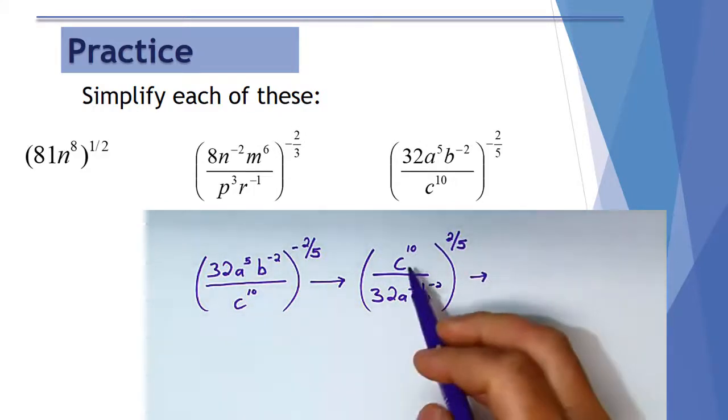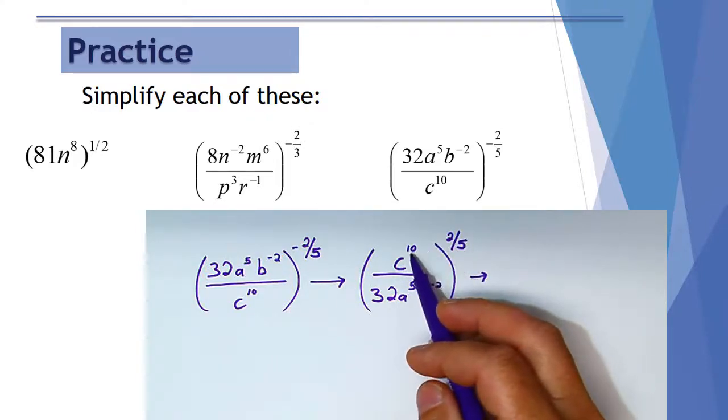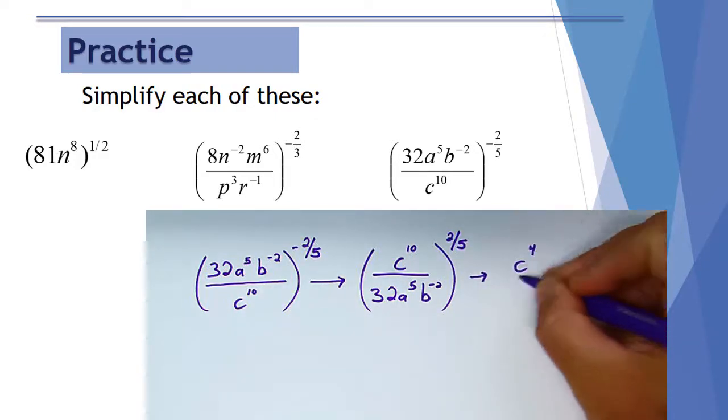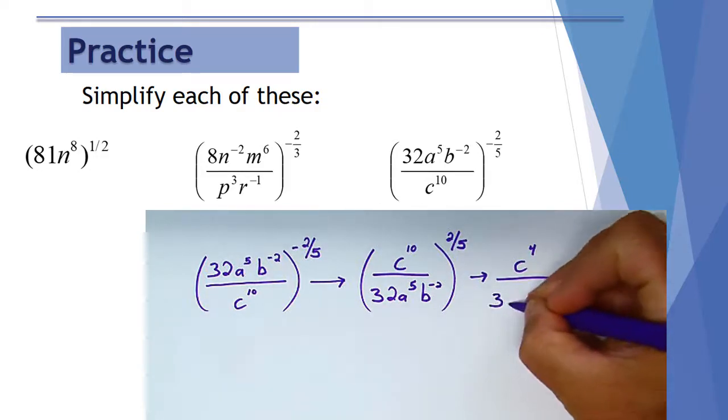Okay, let's keep going here. So c to the 10th to the 2/5. Let's multiply those exponents, and 10 times 2 is 20 divided by 5. That's c to the 4th over 32 to the 2/5.